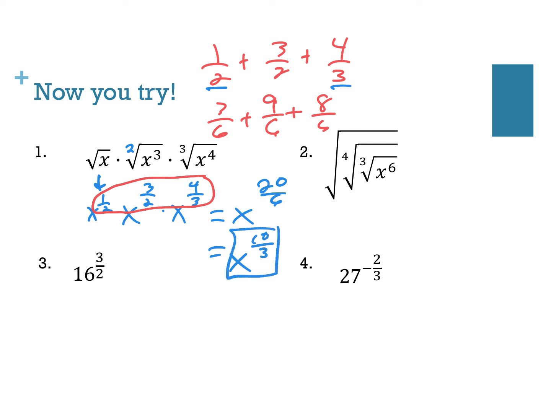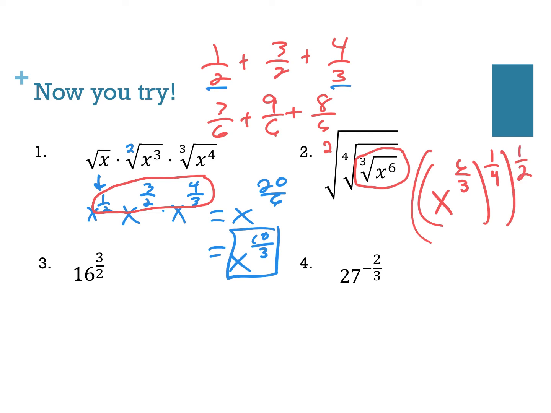In the next one, you have a series of parentheses and you start from the inner part. If I look at the first one, the cube root of x to the 6, that's the same as x to the 6/3. And then I'm taking that answer to the fourth root, so that's the same as the 1/4 power. And the overarching one, we're doing a square root of everything. If I change that to a power, that's the same as raising it to the 1/2 power.